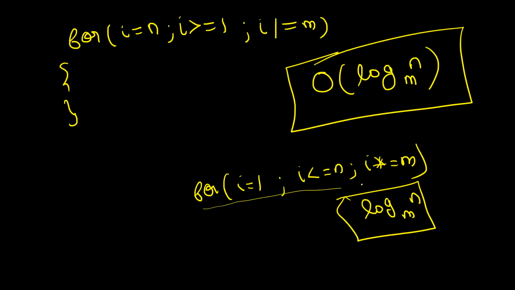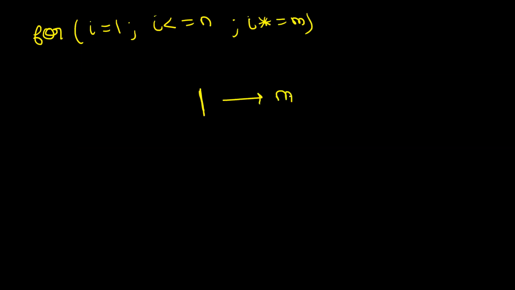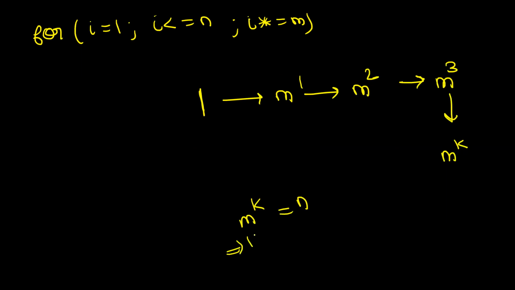How is this log n to the base m? If I want to understand this, see, for i equal to 1, i less than or equal to n, and i times equal to m. First of all, the value of i will be 1, then it will go to m, then m square, then m cube, and let's say after k iterations you stop. So m raised to k should be equal to n. So find out k. k is nothing but log n to the base m.